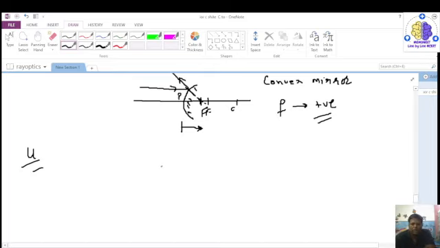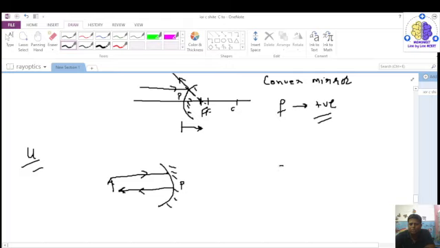So see, if this is a concave mirror and here is the object, the incident ray will move in this direction and here is the pole. So to measure the object distance, I have to move from pole to object. So this measurement will be done in the direction opposite to the direction of the incident ray, right? Whether it is a convex mirror or a concave mirror.